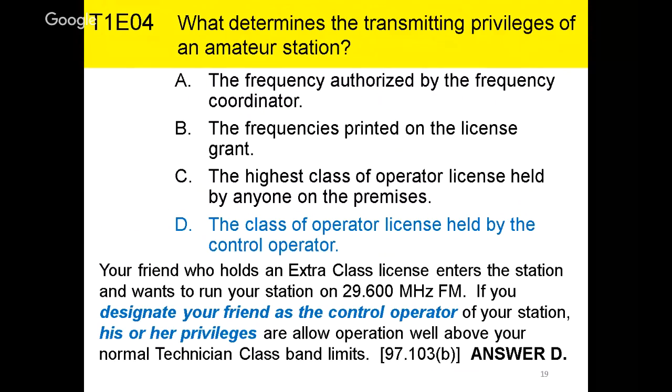So in other words, if I come over to your house, you're a Tech class, okay, and I'm an Extra class, I'm allowed to go over and above what your class of operator license is. I can operate 29.6 legally on your station. However, you cannot, and I have to use my call sign too.